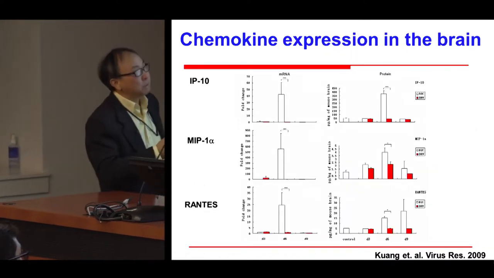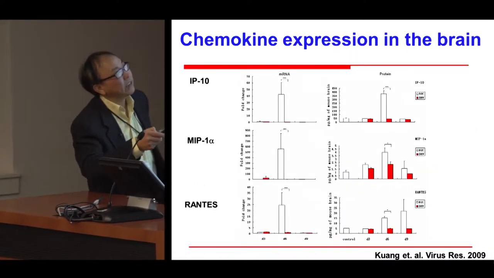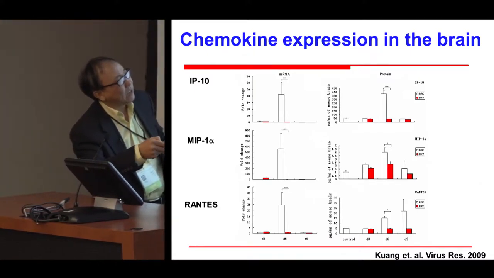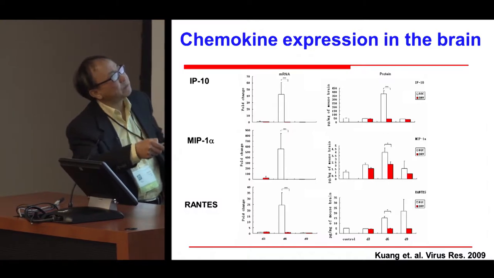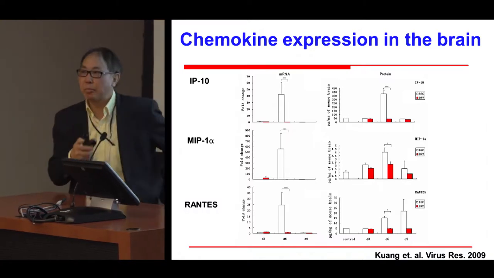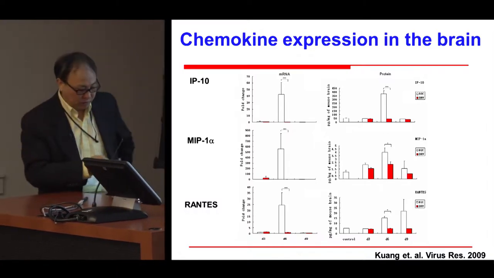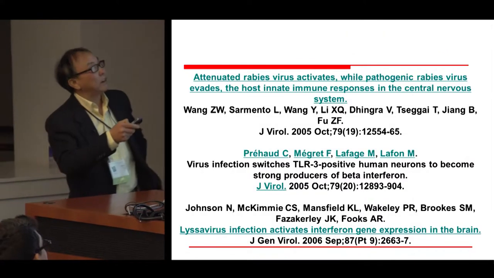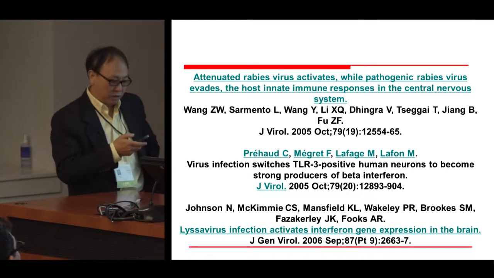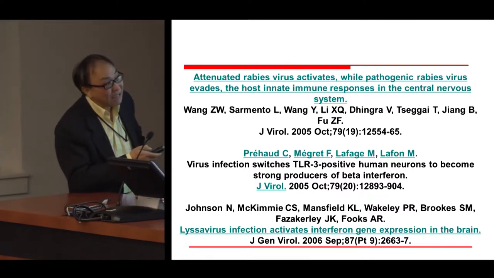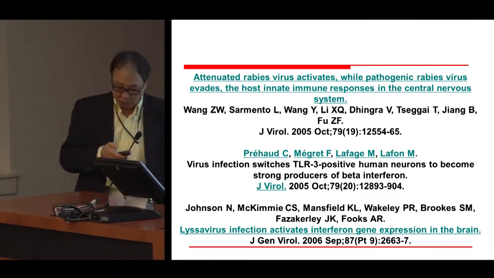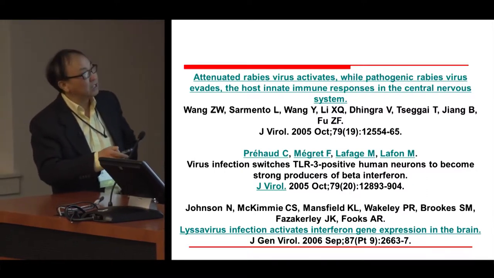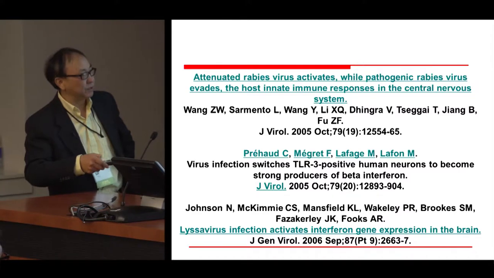And we also measured the protein itself. Again, you can see here the protein, particularly at D6 after infection, is the highest, the peak of expression of these chemokines. Now, what do the chemokines do? After we reported these findings and many others followed suit, definitely the lab-adapted viruses can induce very good innate immune responses, particularly the interferon beta, as shown here.